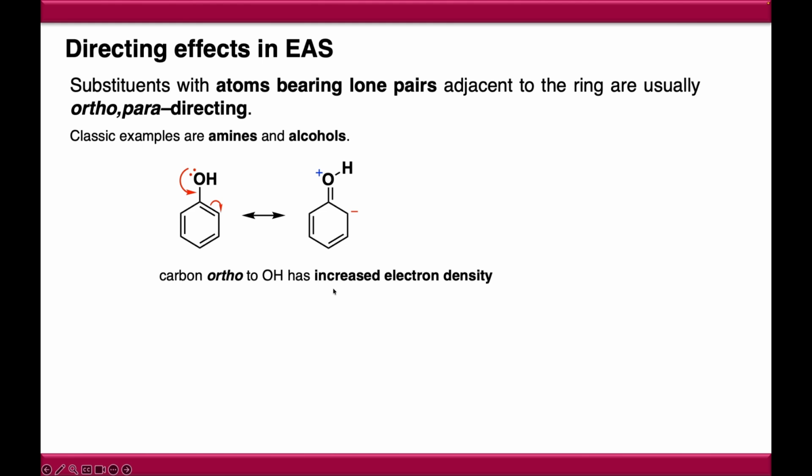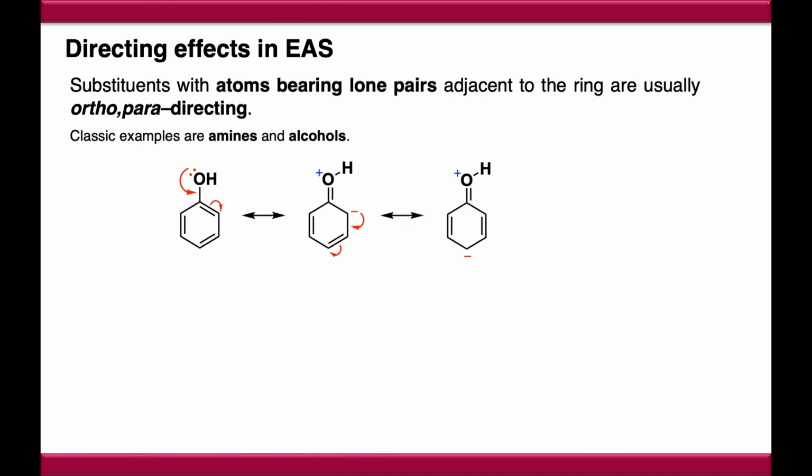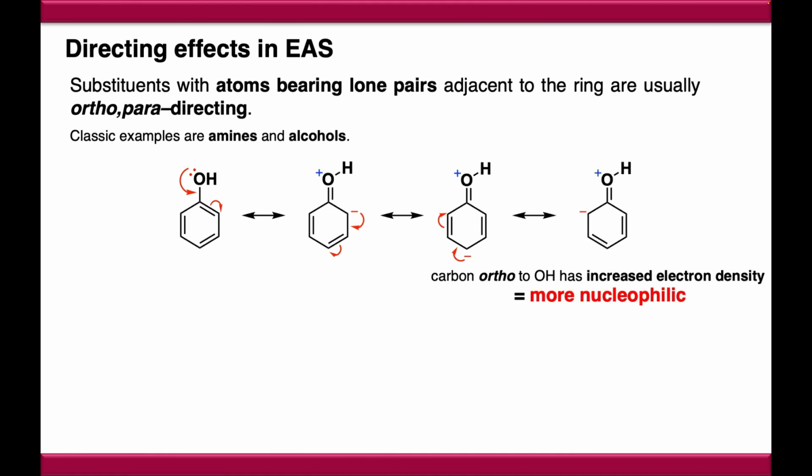You can keep pushing it around the ring, but the carbon ortho to the hydroxyl group has now got more electron density. It's got a negative charge on it. Okay, more electron density makes it more nucleophilic. Bear that in mind. Continue pushing it around the ring. It ends up at the para position. So this resonance form has a para negative charge. The para position to OH has increased electron density, which makes it more nucleophilic. If we carry on around the ring, the other ortho position ends up with a negative charge as well.